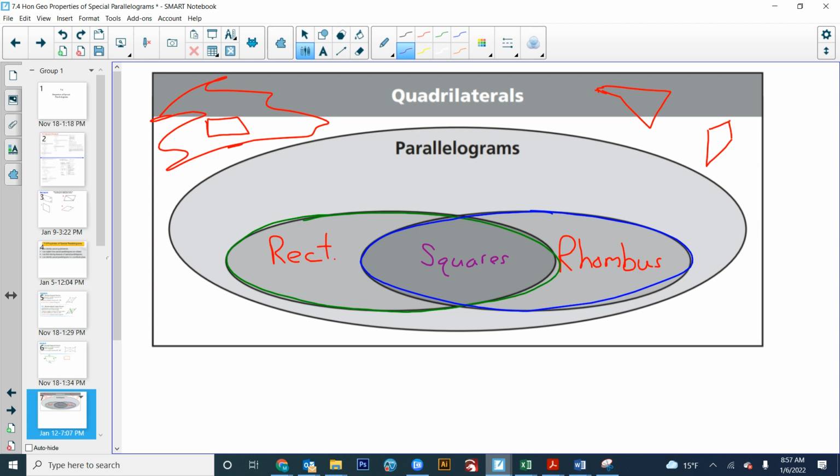What's the rectangle property? Diagonals are congruent. We're up to 5. How about a rhombus? Rhombus has its diagonals are perpendicular, and its diagonals bisect opposite angles. A square has 7 properties. 4 that it inherited from being a parallelogram. 1 it inherited from being a rectangle, and then 2 more for being a rhombus. Do you get that? Awesome.